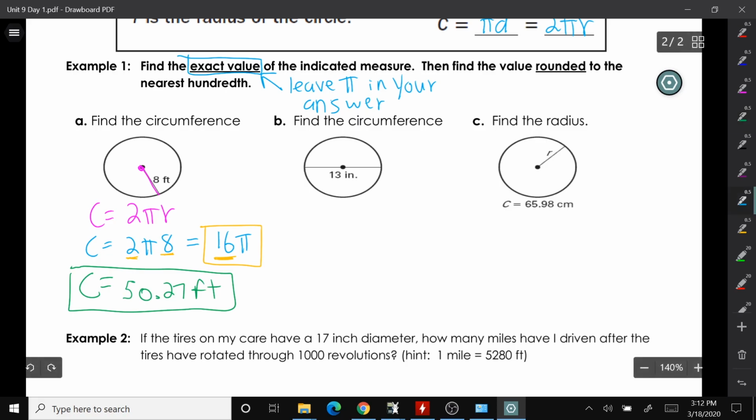All right, now letter B, I'm given the diameter, so I'm going to use the formula pi times the diameter. That gives me circumference is equal to 13 pi. It doesn't matter which order you write it in, because multiplication can be done in any order. So you could write pi times 13, it doesn't matter. And then my decimal approximation is 40.84 inches.